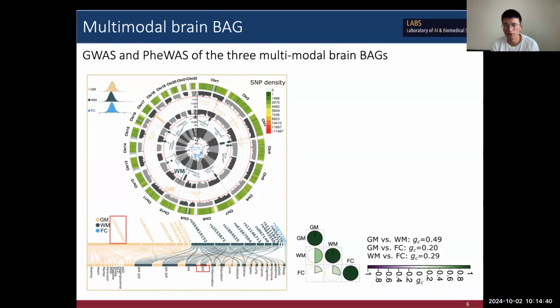And here again, we computed the genetic correlation between these three multimodal brain BAGs, echoing the previous phenotypic correlation. Similarly, we found very similar trends here. The gray matter BAG and white matter BAG also showed the highest positive genetic correlation compared to other combinations.